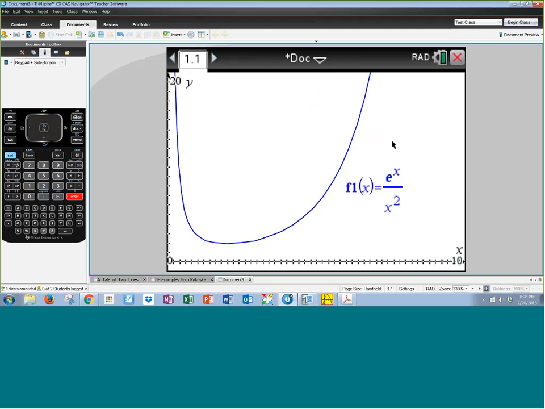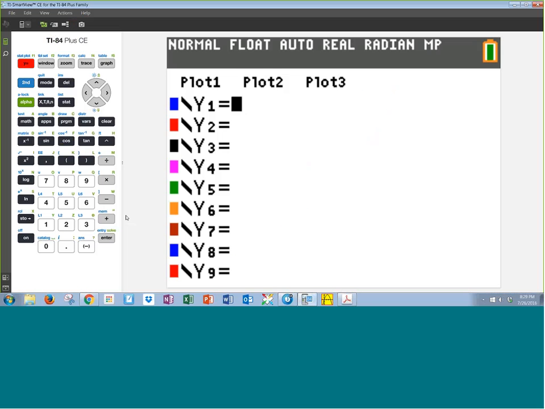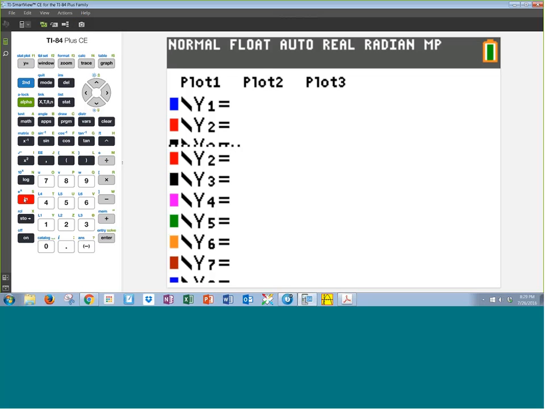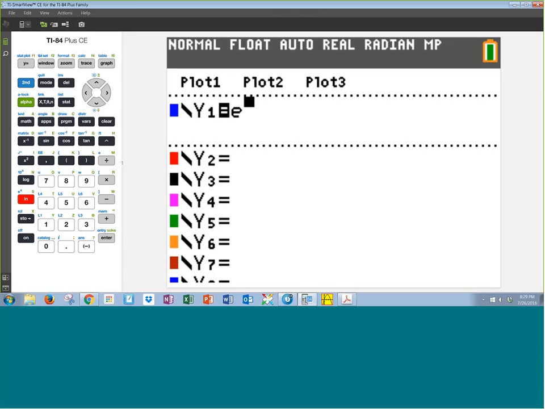We could trace, we could do some other things there. With the TI-84, very similar. So we would take our e to the x. I have to press second and my natural log key here. So e to the x. And then I need to go to the right because I'm in the exponent right now. And I want to divide by x squared. And let's look at that graph.